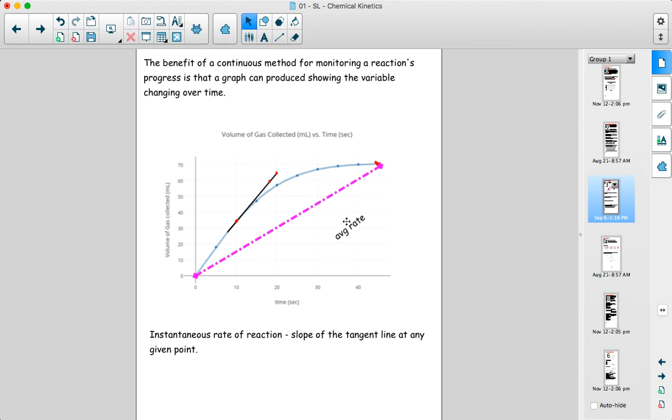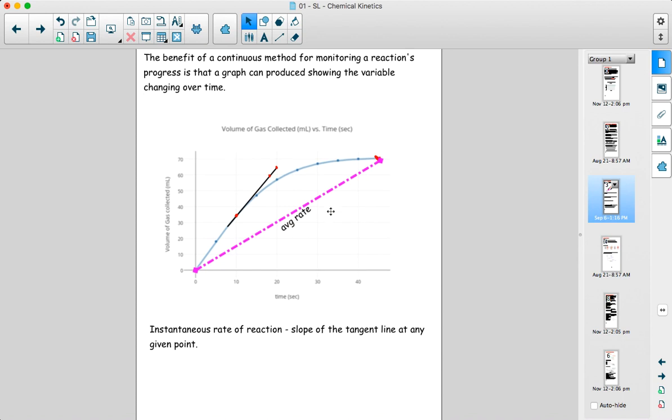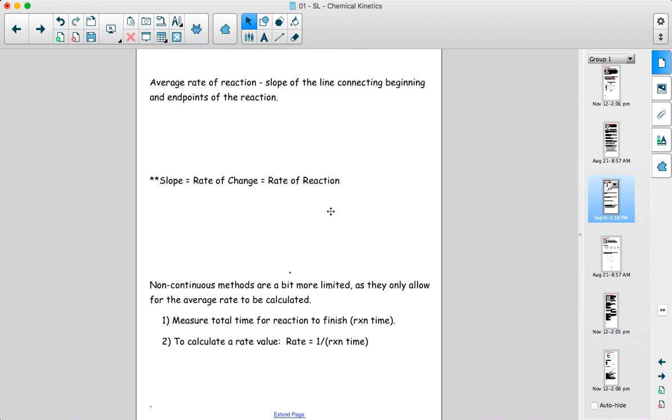So the slope of the tangent line at a given point over here, that's the instantaneous rate, and then this is the average rate. Right? Now, the key takeaway there is that slope on a graph is going to represent rate of change, and in these types of graphs, it's going to represent rate of reaction. The non-continuous methods we talked about, like measuring total time for something to happen, it's a little more limited. All we're really going to be able to get from that is a sense of the average rate of reaction and how it compares under different conditions.